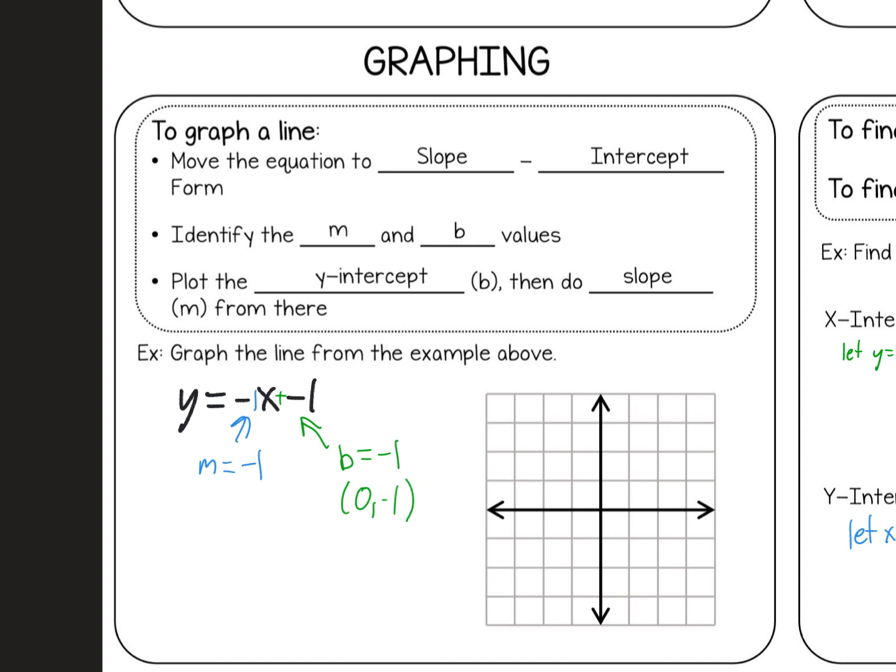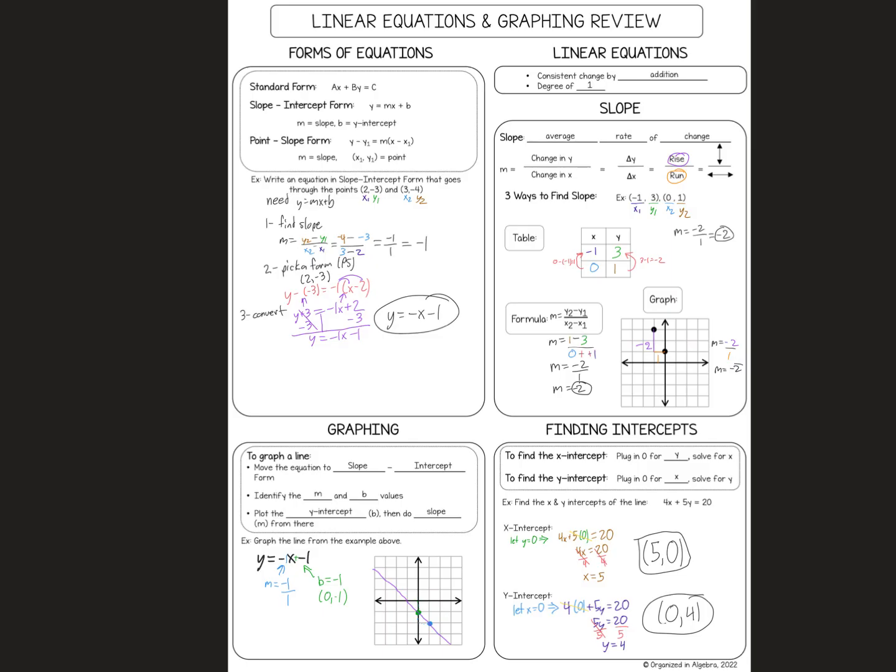That means from the axis, we're not going to move left or right, but we are going to go down 1. Now that we've plotted our y-intercept, we need to use our slope of negative 1 to find our next point. To do so, we need to turn this negative 1 into a fraction by putting it over 1. Our numerator tells us we're going to go down 1, and our denominator tells us we're going to go right 1. We then draw a line connecting our dots and extend that line out to either side, and we are done. This has been a review of linear equations and graphing.